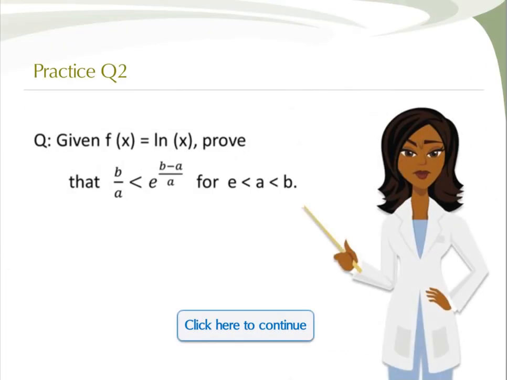By the end of this section, you will be expected to answer the following question. Given the function f of x is equal to ln of x, prove that b divided by a is less than e to the power of (b minus a) divided by a, for the numbers when a is greater than e and b is greater than a.